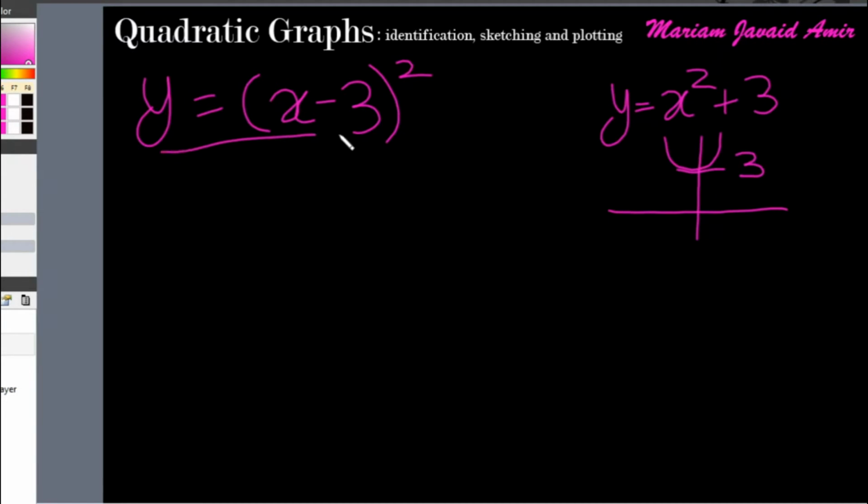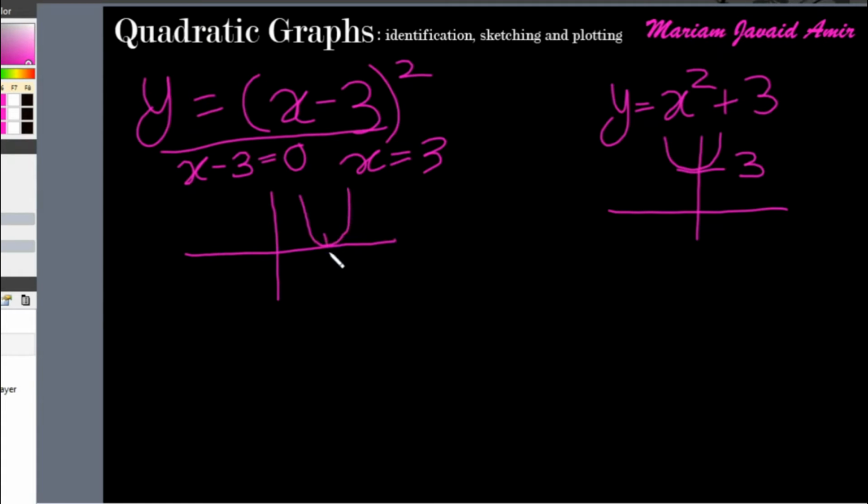But here the -3 is inside the whole square. So what happens now, you simply substitute x minus 3 is equals to 0, which gives us x is equals to 3. So the graph will simply be a graph like this which cuts the x-axis at 3. Now this -3 inside the whole square will move the graph 3 units to the right. Previously the 3 was moving the graph 3 units up or 3 units down if it were -3.